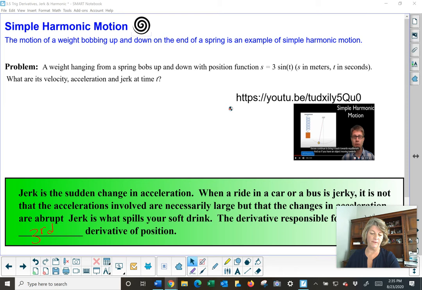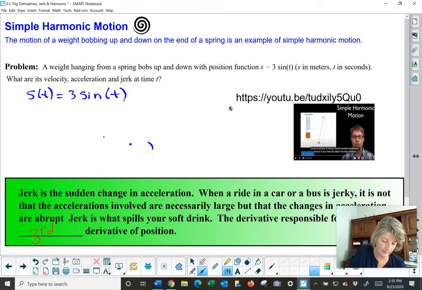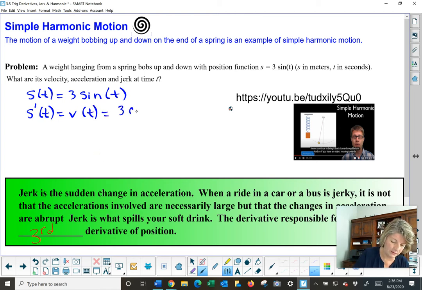All right, so if we've got to find jerk, we've got to do some derivative work here. And it should be fairly simple, shouldn't it? Let's start off with s of t, our position function. And s of t is equal to 3 sine of t. Next, s prime, which gets us to velocity, I'm going to write v of t, would be the derivative of sine, which is cosine, isn't it? So we have 3 cosine of t.